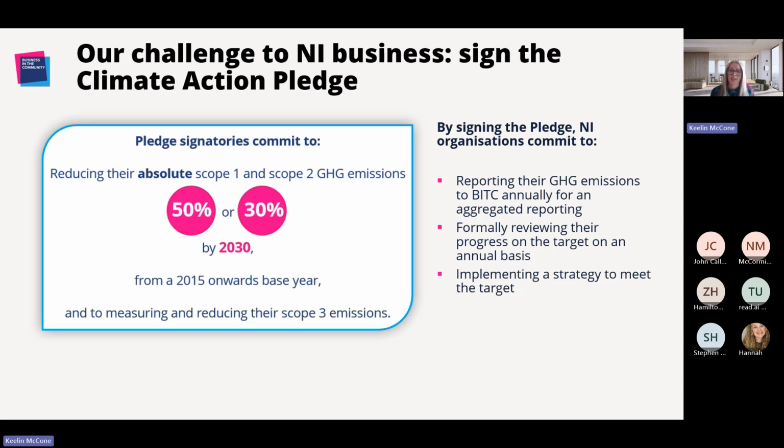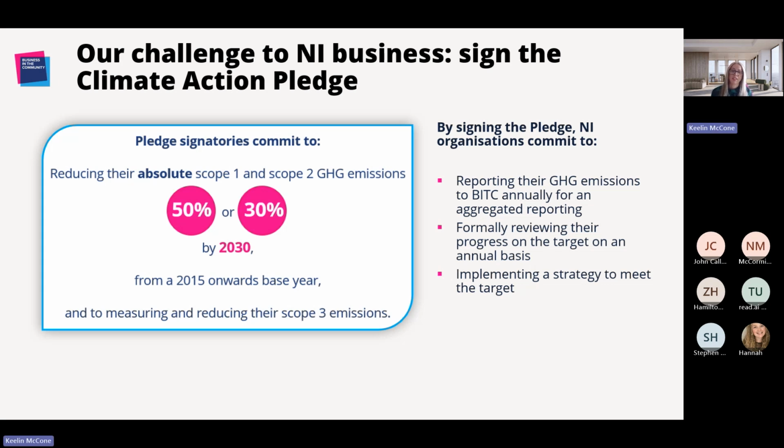So now let's talk about the Climate Action Pledge. By signing up, your organisation commits to three key actions. The first is reporting your greenhouse gas emissions to us on an annual basis, secondly, reviewing your progress against your targets each year, and thirdly, to implement a strategy to meet those targets.